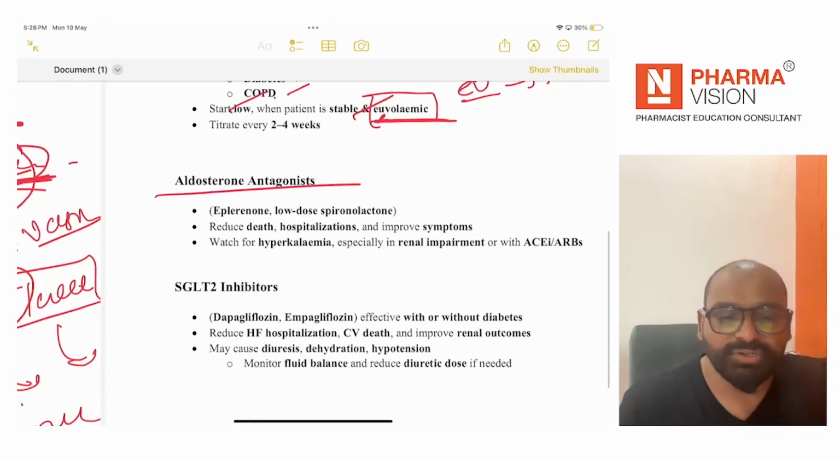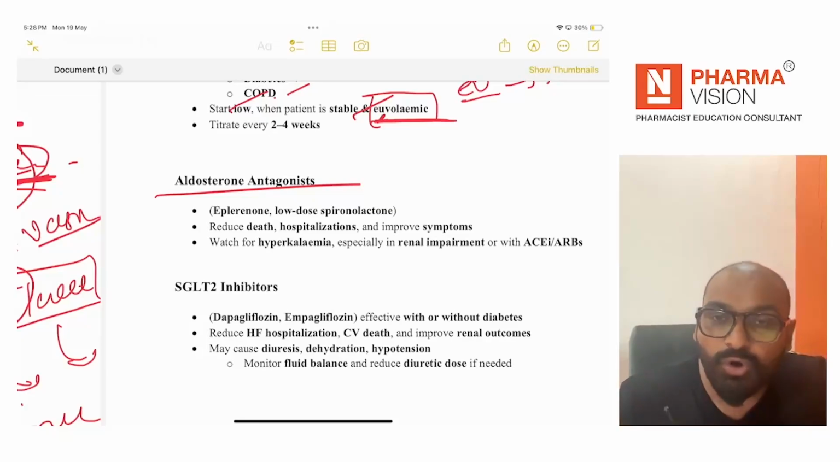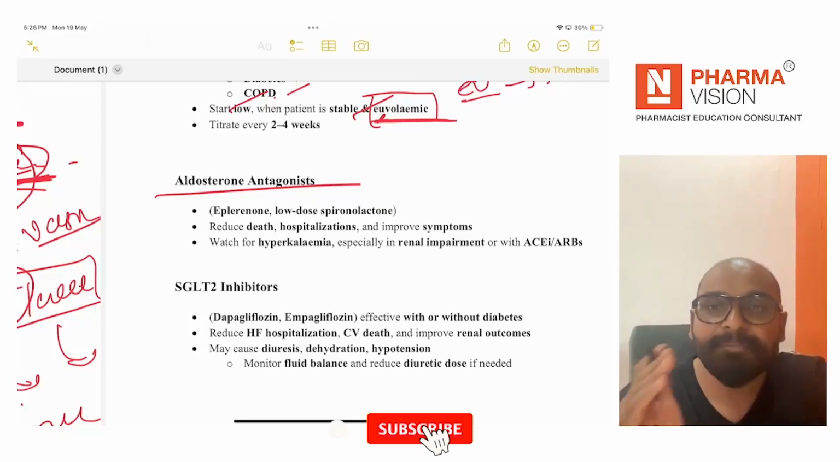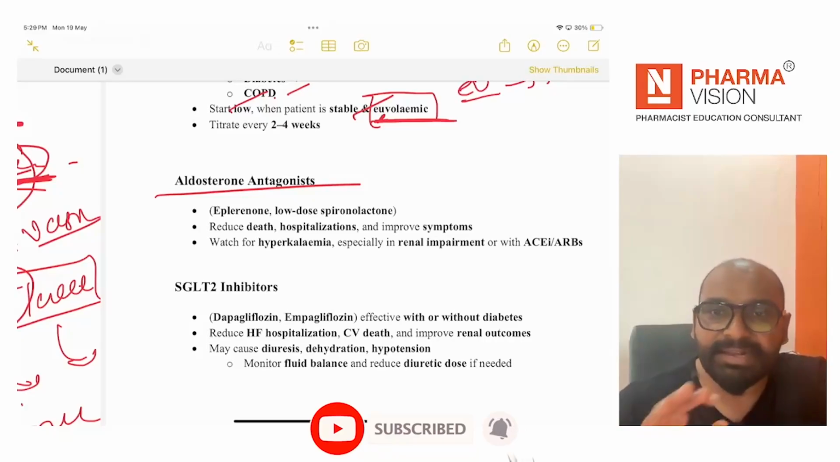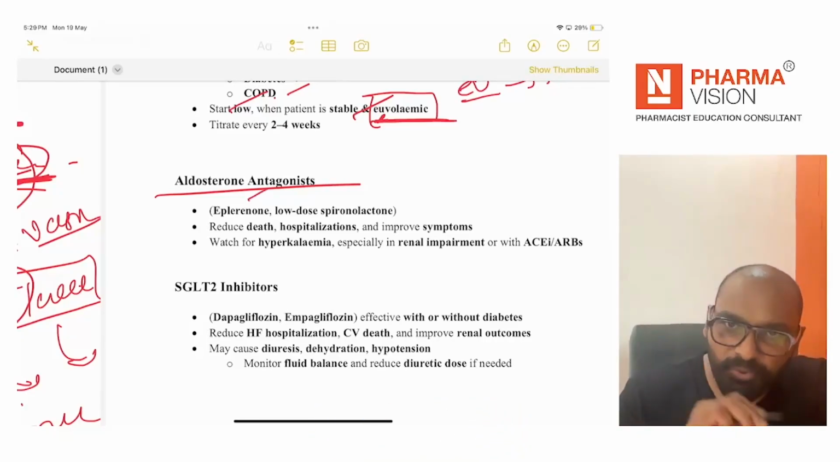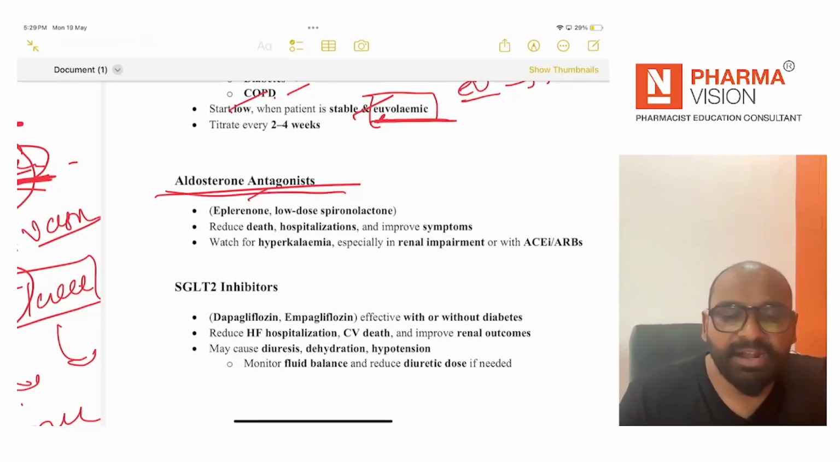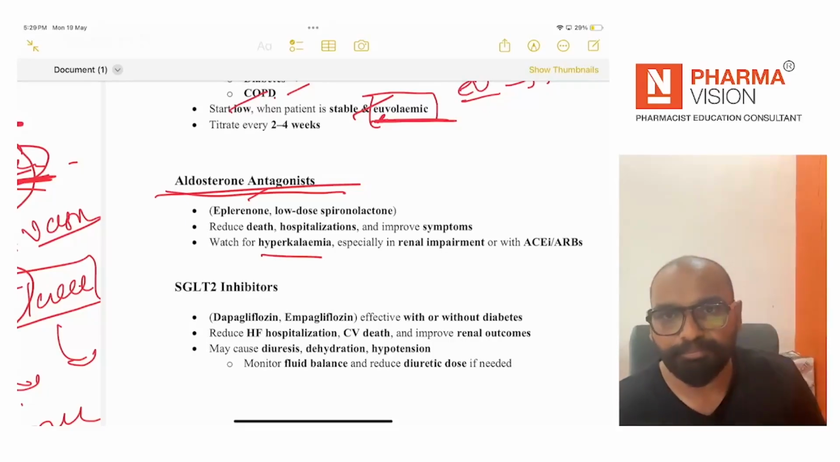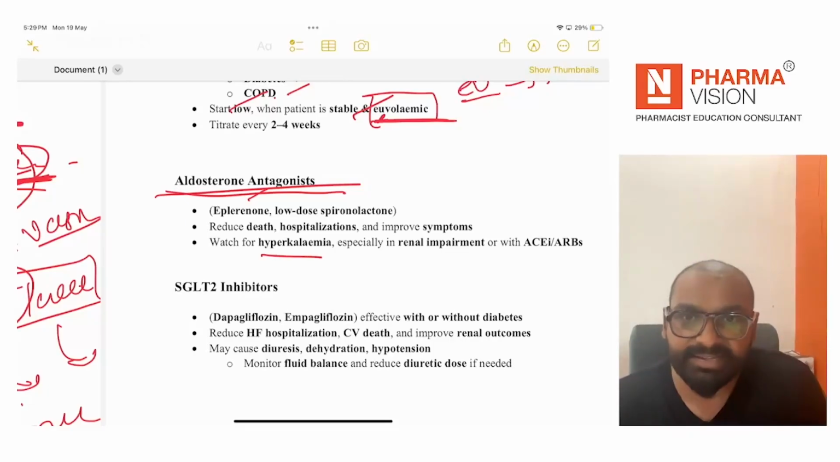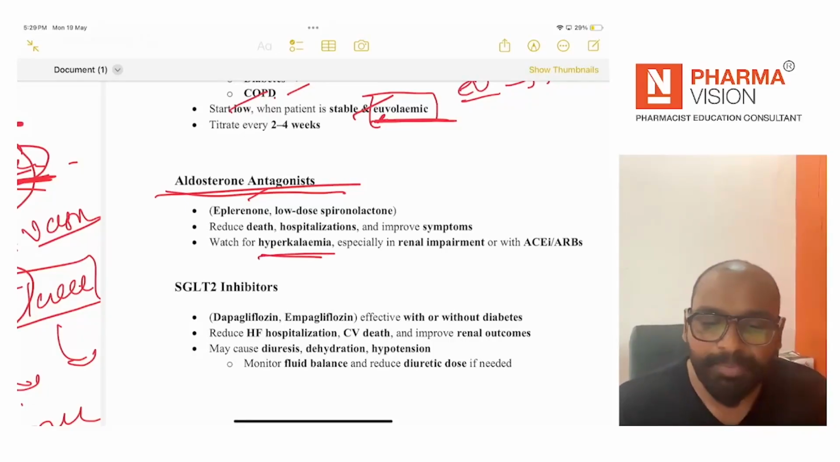Aldosterone antagonist. Aldosterone antagonist, spironolactone has more hormonal side effects. That's why spironolactone is less preferred compared to eplerenone. Eplerenone is a more specific medication. But when we are giving an aldosterone antagonist, always we have to keep in mind the potassium level increase, okay, because that is causing the opposite effect of aldosterone. So they cause hyperkalemia.